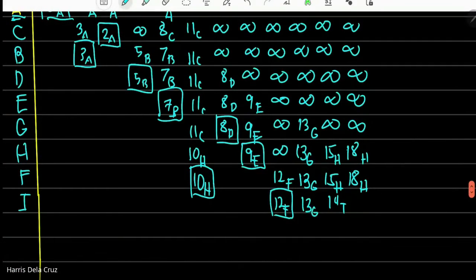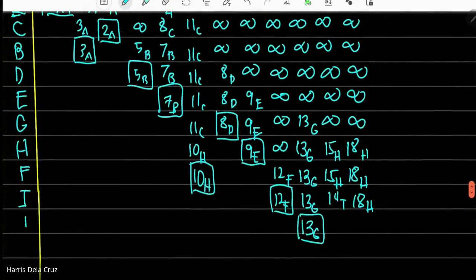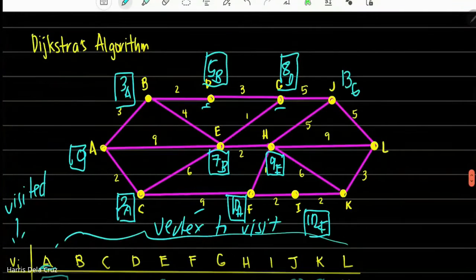13G, 18H. This time, the smallest value is 13. So, we're now fixing 13G. And that's actually vertex J. So, si vertex J ay 13G. Okay.